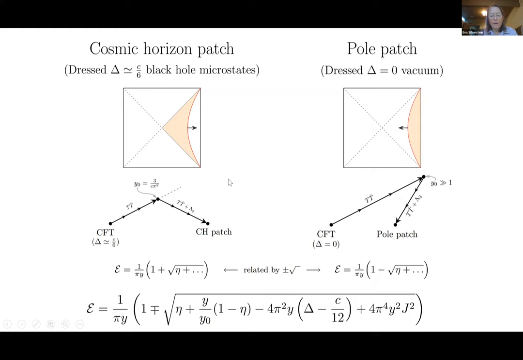That is, you start with the CFT, you do pure TT-bar up to some Y naught at which you can consistently begin turning on TT-bar plus lambda 2.